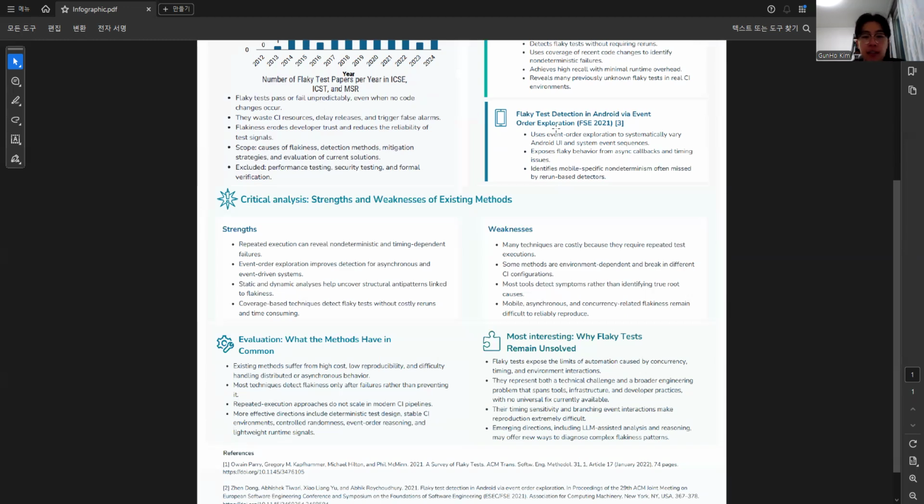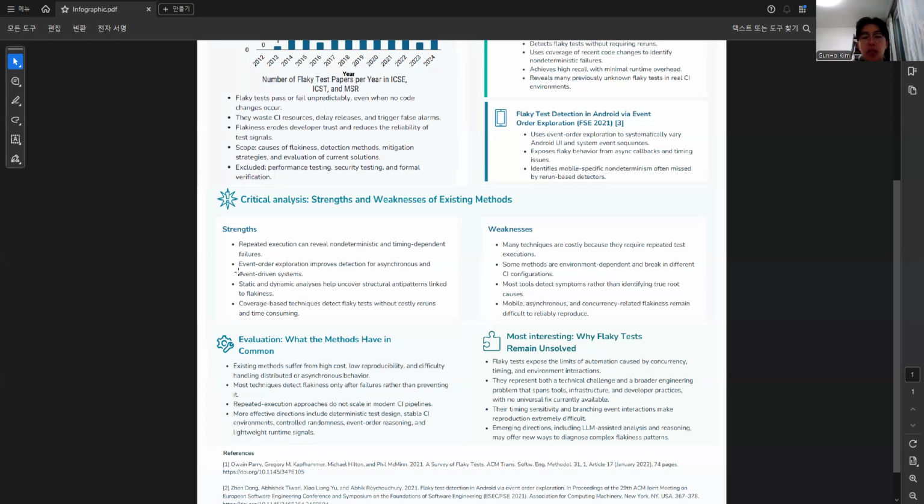Moving on to critical analysis, strengths and weaknesses. The next section of my poster compares the strengths and weaknesses of existing approaches. First, let's start on the strength side. Repeated executions can reveal non-deterministic and timing-dependent failures. Event order exploration improves detection for asynchronous and event-driven systems. Static and dynamic analysis help uncover structural patterns linked to flakiness, and coverage-based techniques detect flakiness without costly reruns.